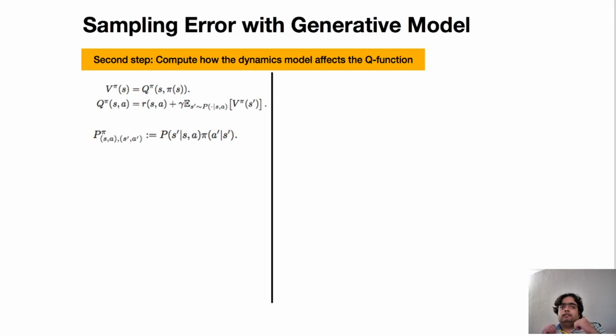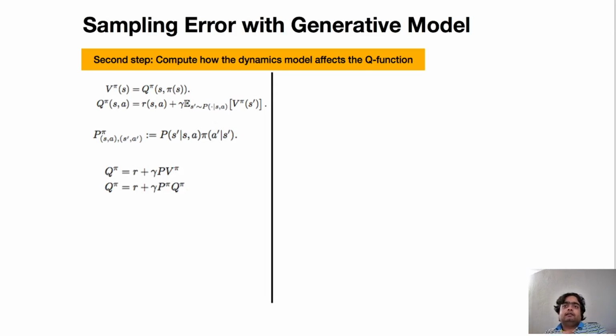Now let's define P pi as a matrix of size |S||A| cross |S||A|. So the size of the state space cross the size of the action space is the row dimension. The column dimension is also |S| cross |A|, the same value. And we'll populate this matrix at a particular row location (S, A) and a column location (S', A') with the dynamics probability of transitioning from (S, A) to S' times the probability of taking action A' at state S'. So that's the value we populate this matrix with.